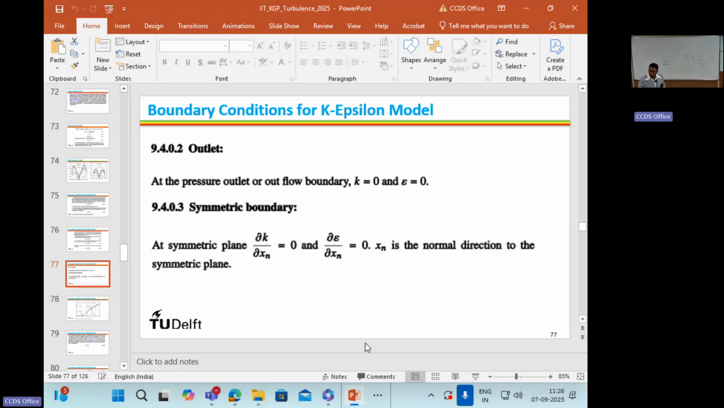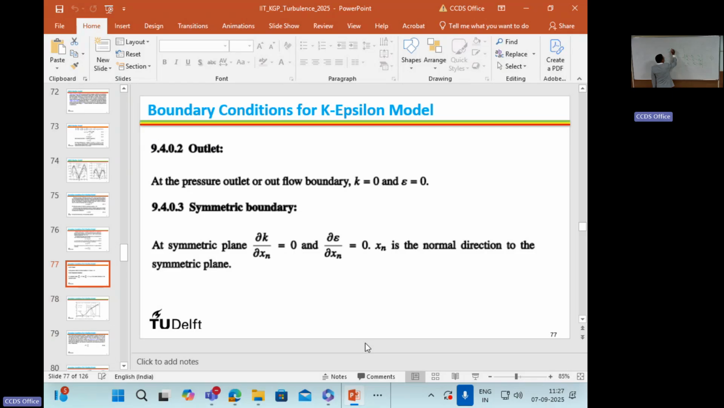Apart from inlet and outlet, there may be a symmetric condition. Yesterday we simulated the flow across the cylinder. Then in the far field, while we are simulating flow across a cylinder, we take a domain. This is the cylinder, the top and the bottom.